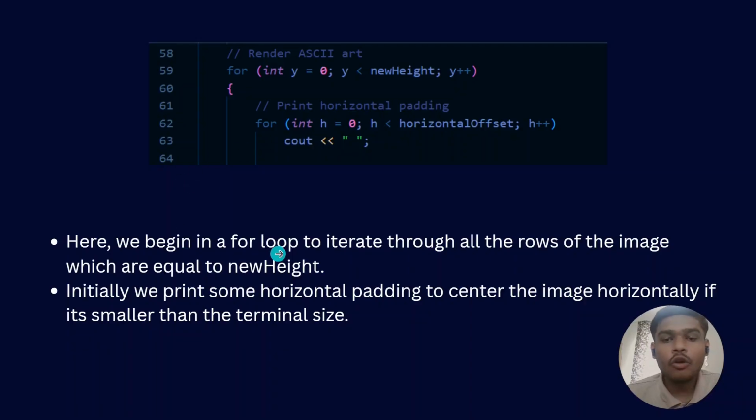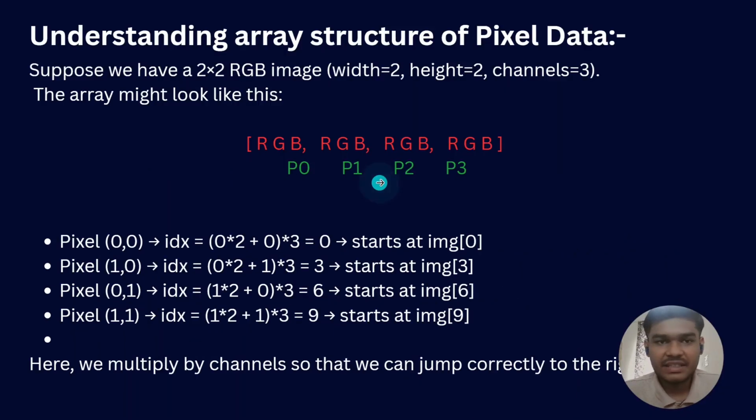Here we begin a for loop to iterate through all the rows of the image, which are equal to new height. Our total number of rows is equal to the variable new height, so we are iterating from 0 to less than new height so that we can go through each row. Initially, you can see we print some horizontal padding to center the image horizontally. We are printing blank spaces to center the image if it's smaller than the terminal size.